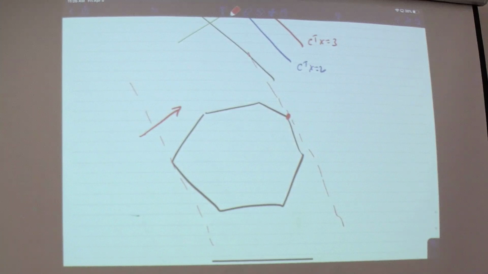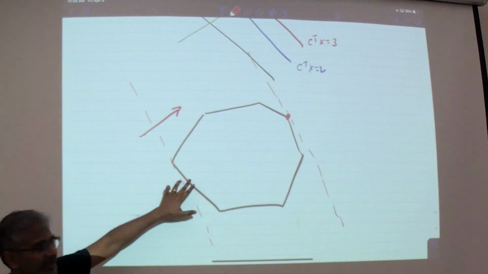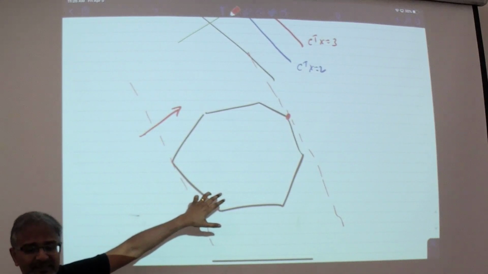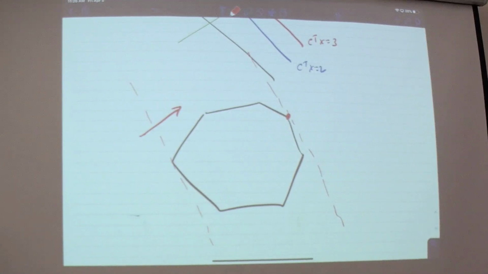Which immediately gives us, so there are a couple of things here. Is it always going to be in one of those vertices? Could it be somewhere here in the middle? Could it be somewhere inside? Can you say for sure? So you can visually look at this and say, well, it's probably going to be at a vertex.